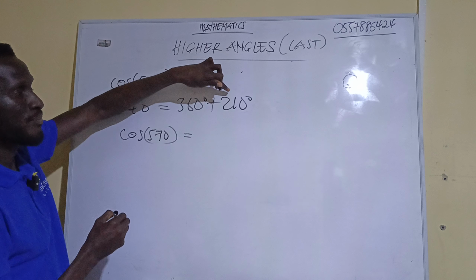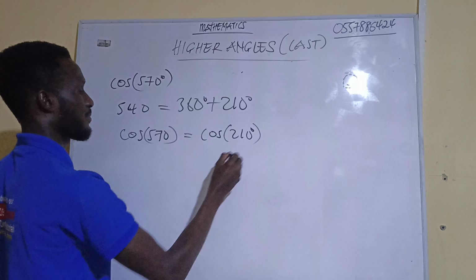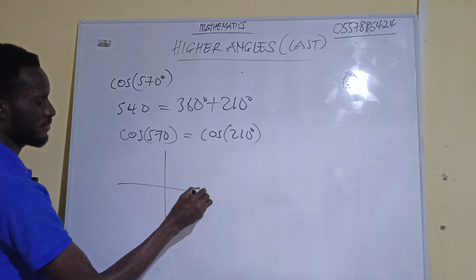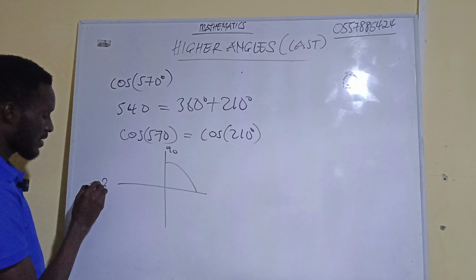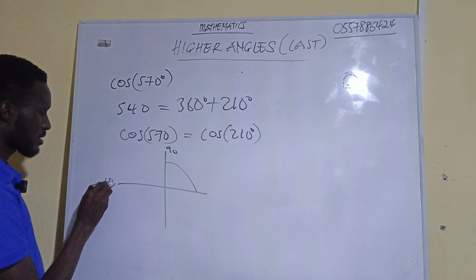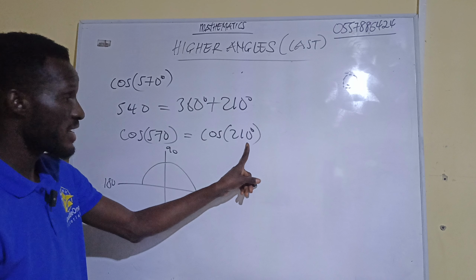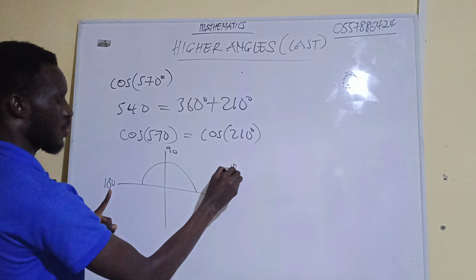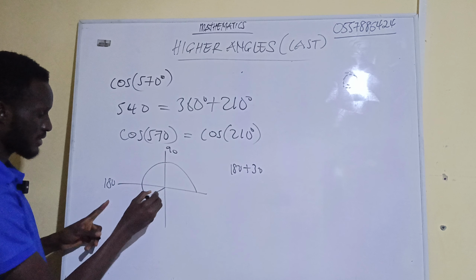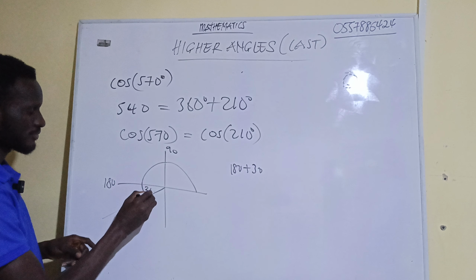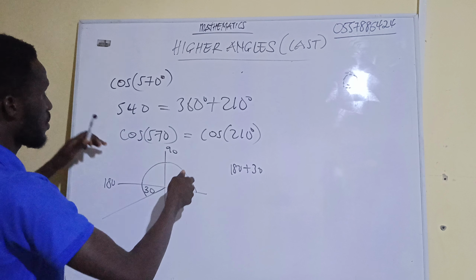I need to consider 210, the same as cos what? 210. Now what is 210? Let's weigh 210. Here is 90, here is 270 and here is 180. So 180, we are looking for 210. So we need 30 to add up to this one. 180 plus 30 will give us 210. So it will be here, 210. So this side will be 30, and then here will be 180, making 210.